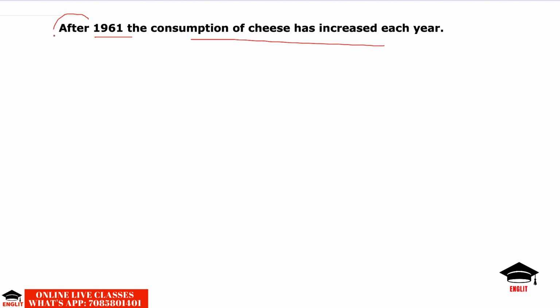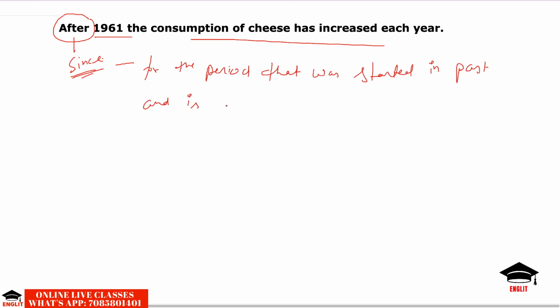Here the error lies in after. It should be replaced with since. When we refer to a period that started in past and is still in continuation, so we always use since for the period that was started in past and is still in continuation. So वहाँ पर आप since use करोगे rather than after. After is used when one work is finished and the other work starts.